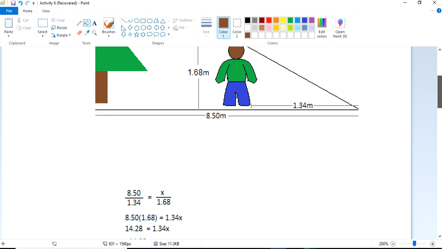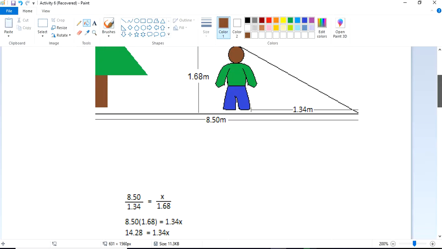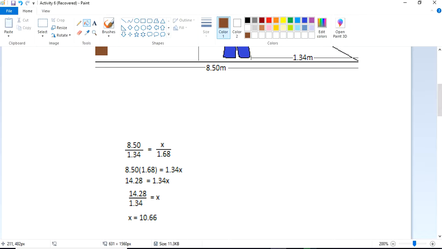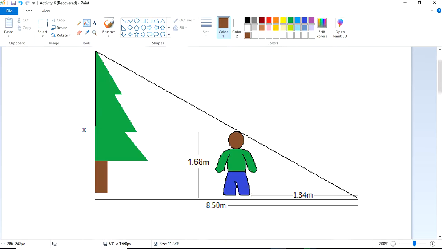And then we will go ahead and cross multiply. So we have 8.5 times 1.68, which will equal 1.34x. And we come out to 14.28 over 1.34 will equal what x is. So x comes out to make the tree 10.66 meters.